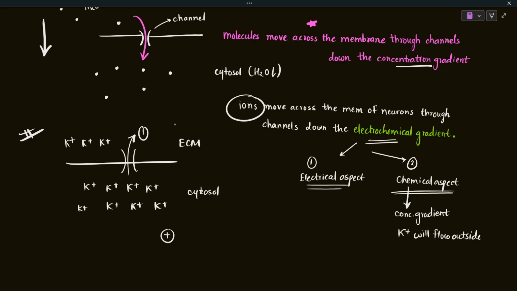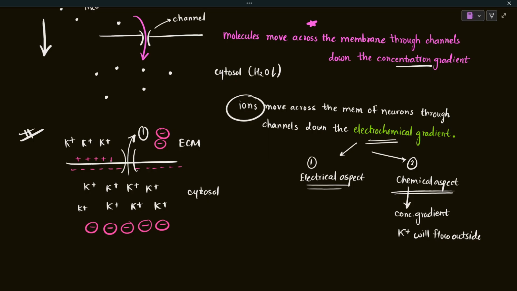In the neurons, as I have discussed in the last lectures as well, the cytosolic part has more anions compared to the extracellular matrix. Okay, so this sets up a total negative charge inside the membrane compared to the outside.